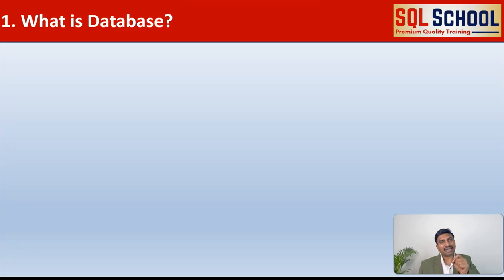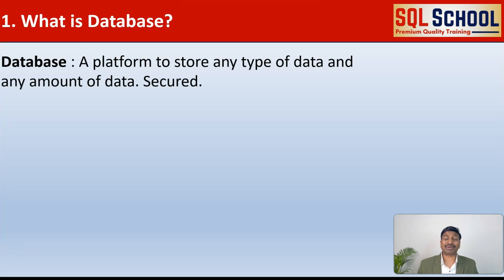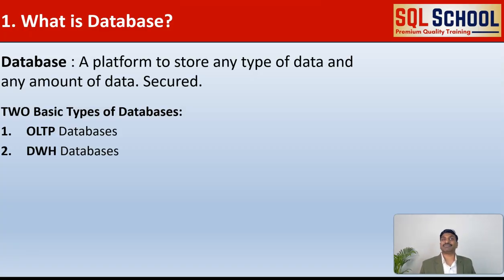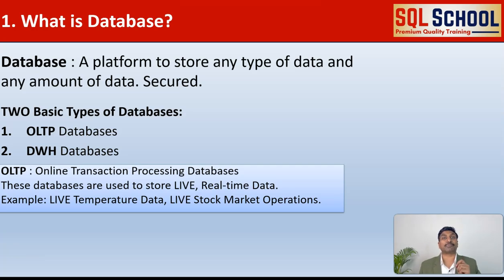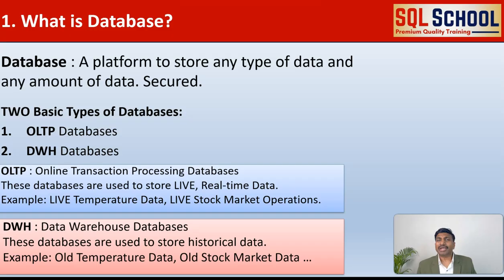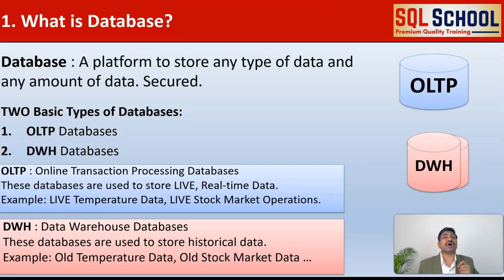Before we step into the details, let's understand what a database is first. Database. Yes, my holy friend. A platform to store any type of data and any amount of data. Fully secured. There are 2 types of databases: number 1, OLTP, which stands for Online Transaction Processing Database, and number 2, Data Warehouse, DWH. AWS Data Engineering is all about number 2 here, Data Warehouse, DWH.